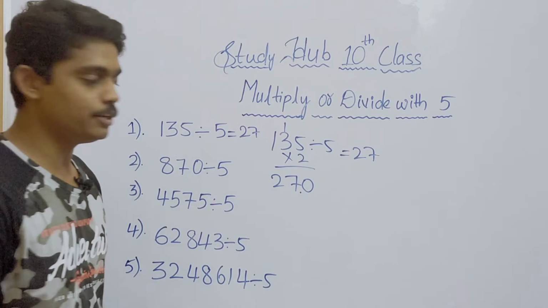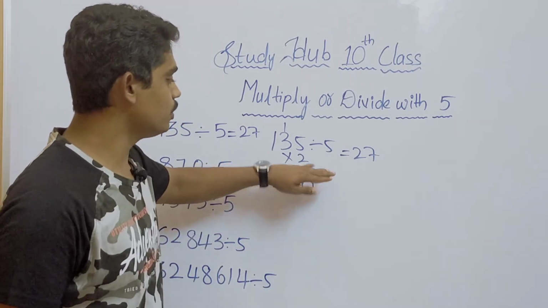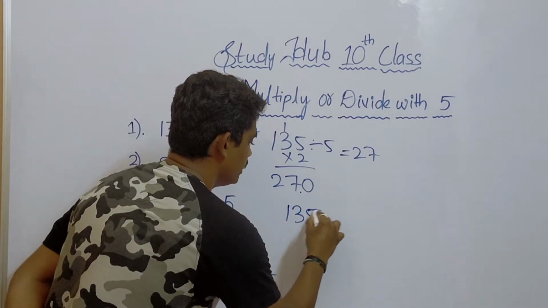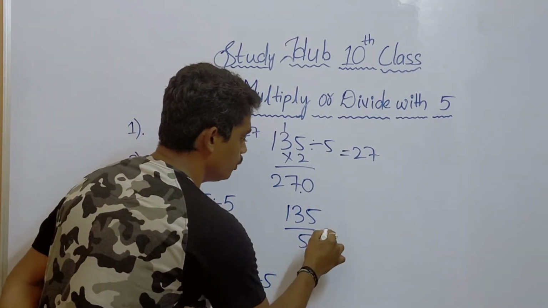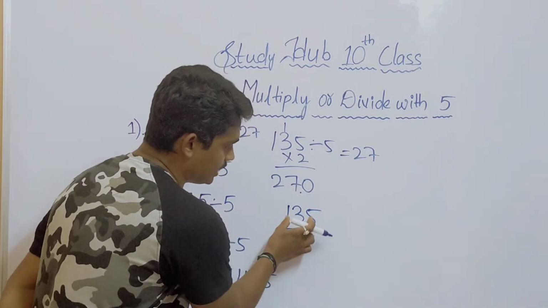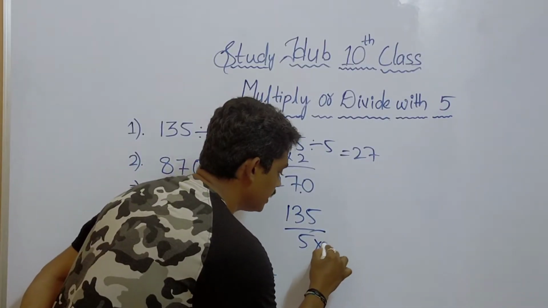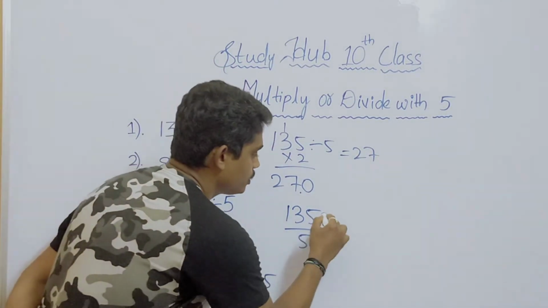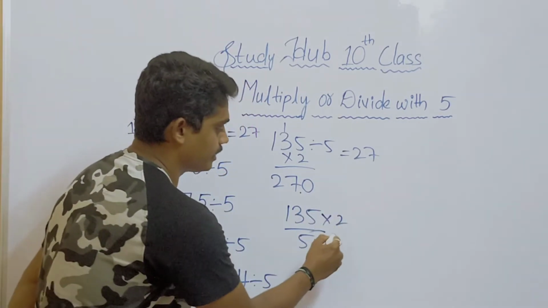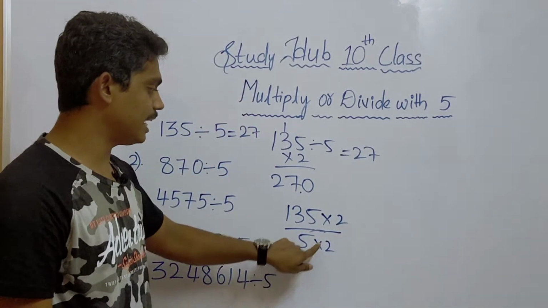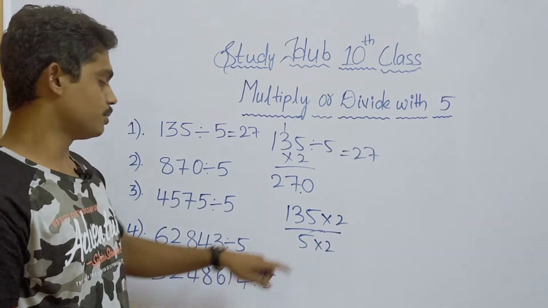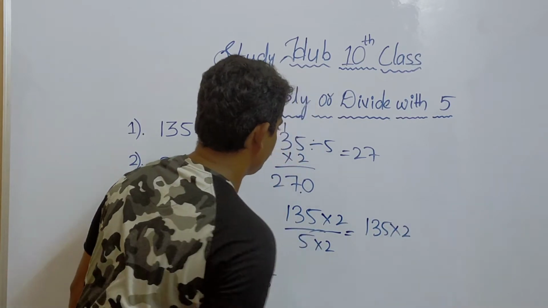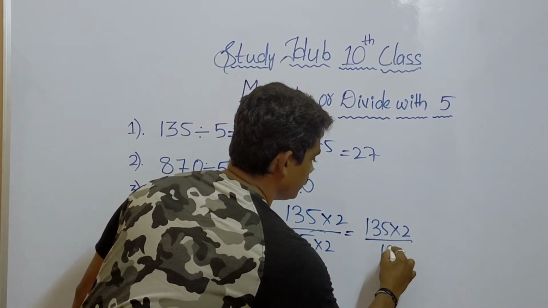So I will again explain why we are multiplying with 2 and why we are taking a decimal. We have 135 divided by 5. Instead of dividing this 135 by 5, I'll just multiply it with 2. So 5 2s are 10. As I have multiplied with 2 in the denominator, I will multiply with 2 in the numerator also. So now I'll get this in the form 135 into 2 by 5 2s are 10.